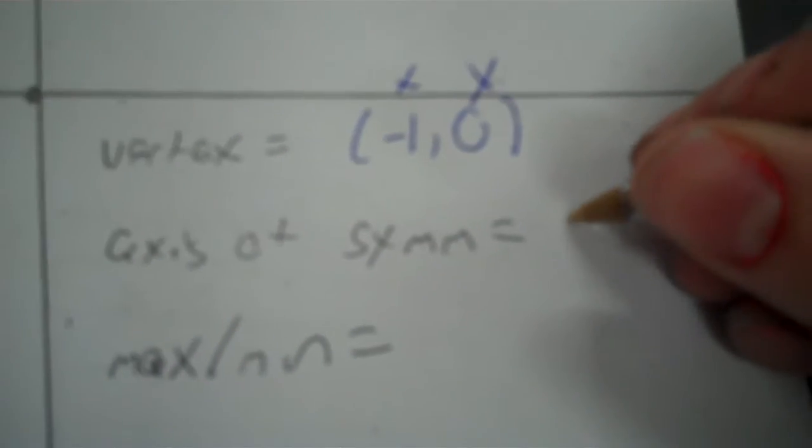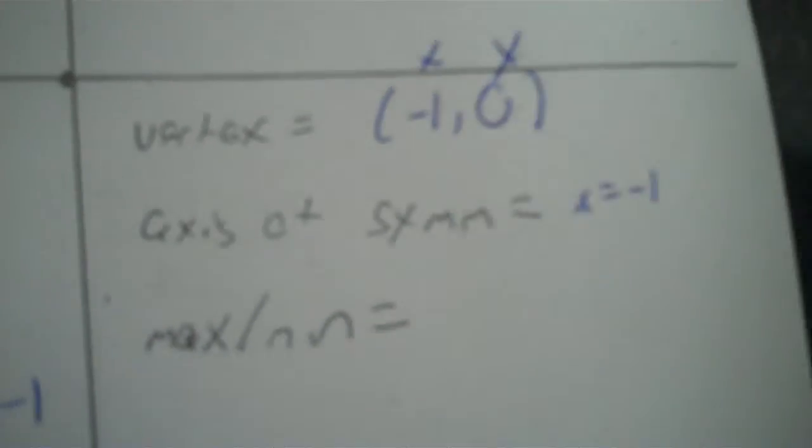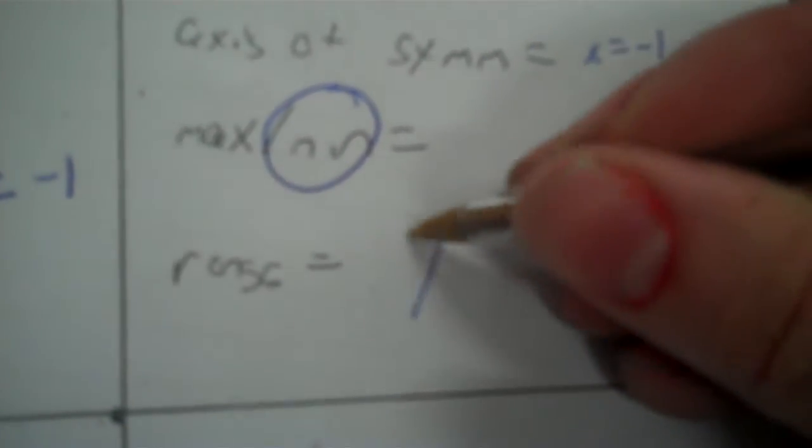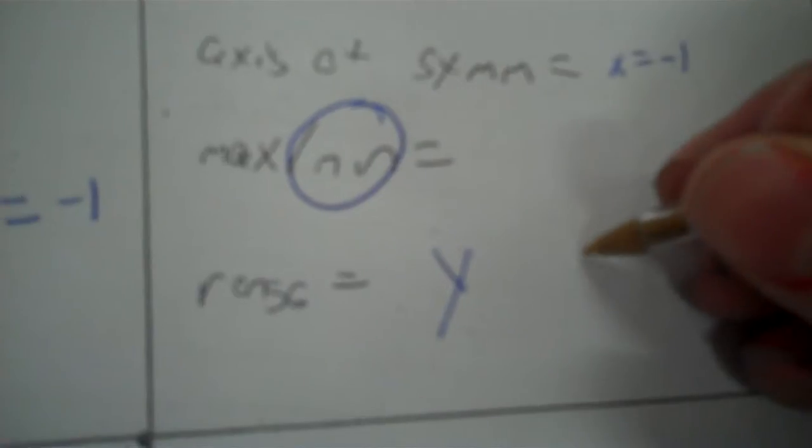Axis of symmetry, same thing. X would equal negative 1. Maximum, minimum, okay? The arrows go up, so it's a minimum. You can see the low point. It's a low point, okay? That's a minimum. In the range, you put Y with its value of 0, okay? And since the arrows are going up, we use a greater than or equal to. Eat the Y, okay? Next one.